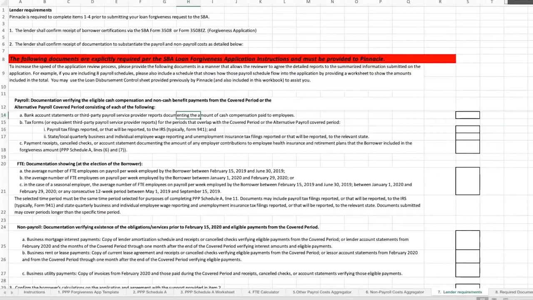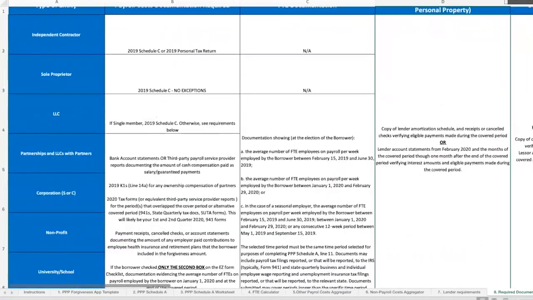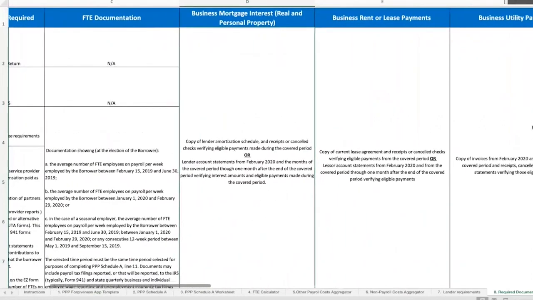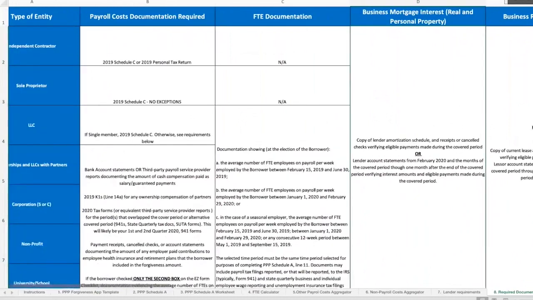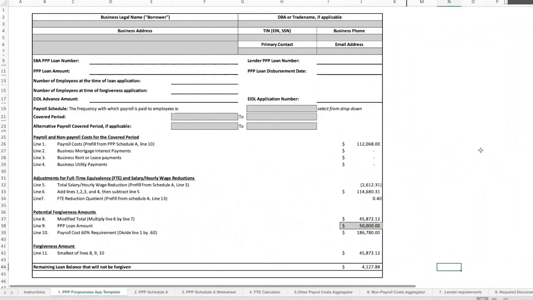On tab 8, we've included your required documentation to submit to us with your application. These are requirements by the SBA to submit your application for forgiveness, and requirements that Pinnacle must review in order to validate the amount of forgiveness you're applying for. This calculator, again, is part of that documentation that we as a bank are requiring in order to review your application for forgiveness. That concludes the 3508 long form calculator that we've created.